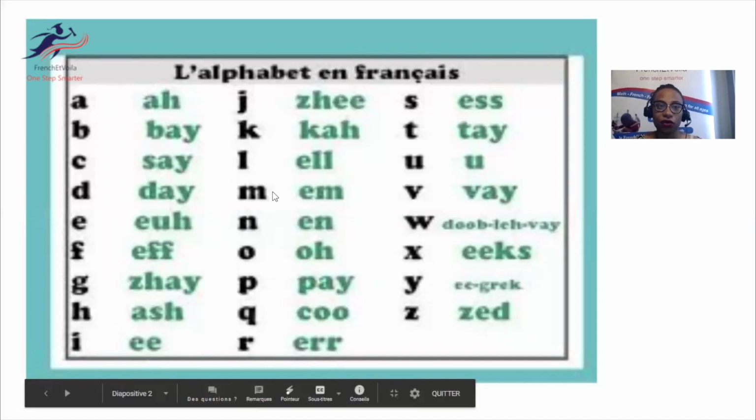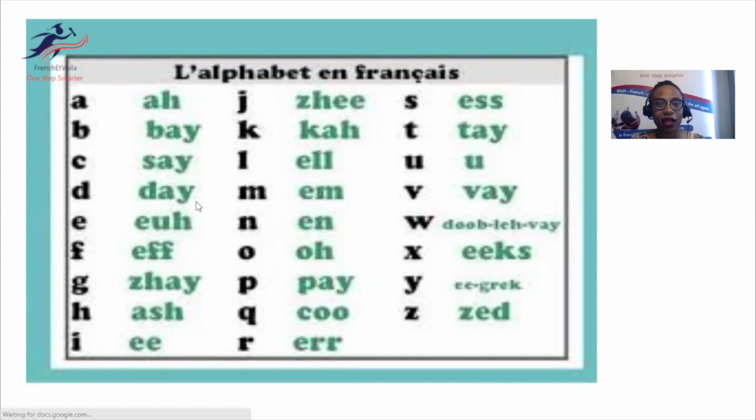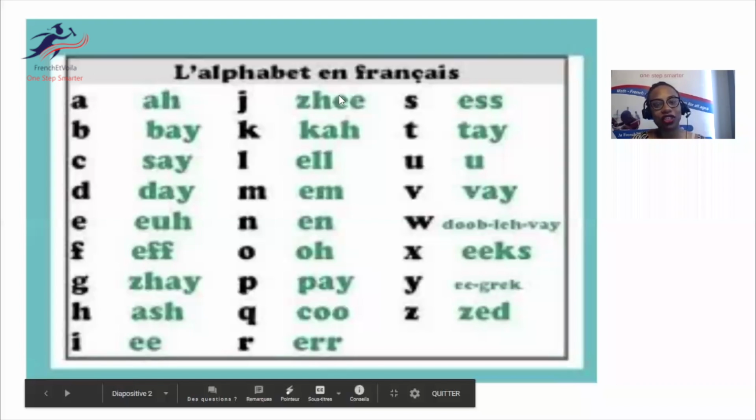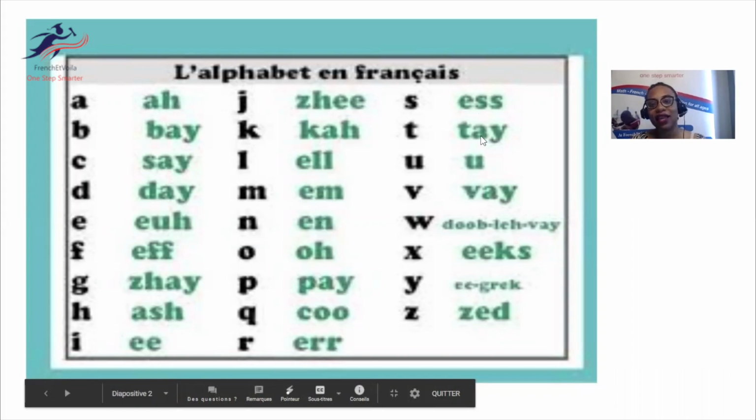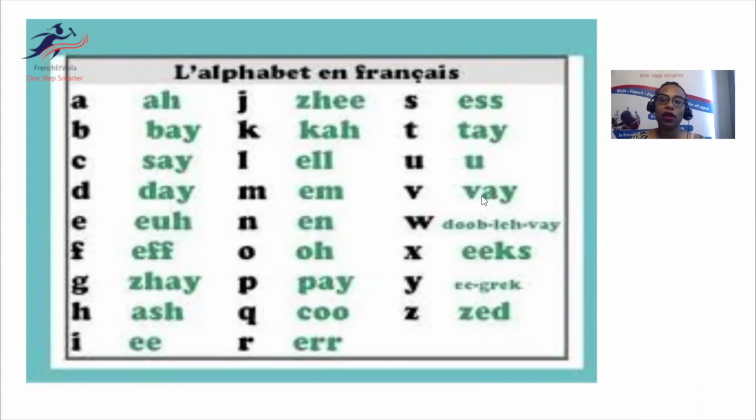I can do it quickly for you. So A, B, C, D, E, F, G, H, I, J, K, L, M, N, O, P, Q, R, S, T, U, V, W, X, Y, and Z, okay? So repeat, repeat, repeat.